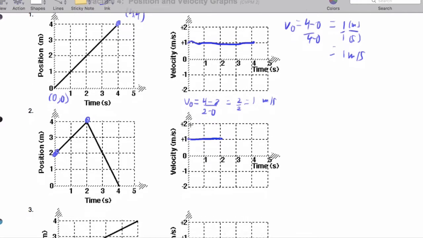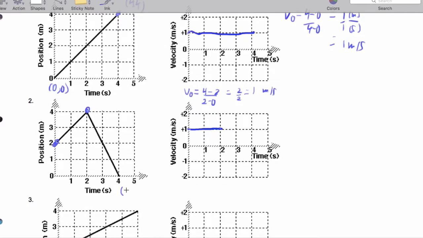And then for the last part, we are at 4, 0, coming from 2, 4. So when we actually get the slope for the second part, that is 0 minus 4 over 4 minus 2, which gives us negative 2 as the slope out to 4 seconds, like this.